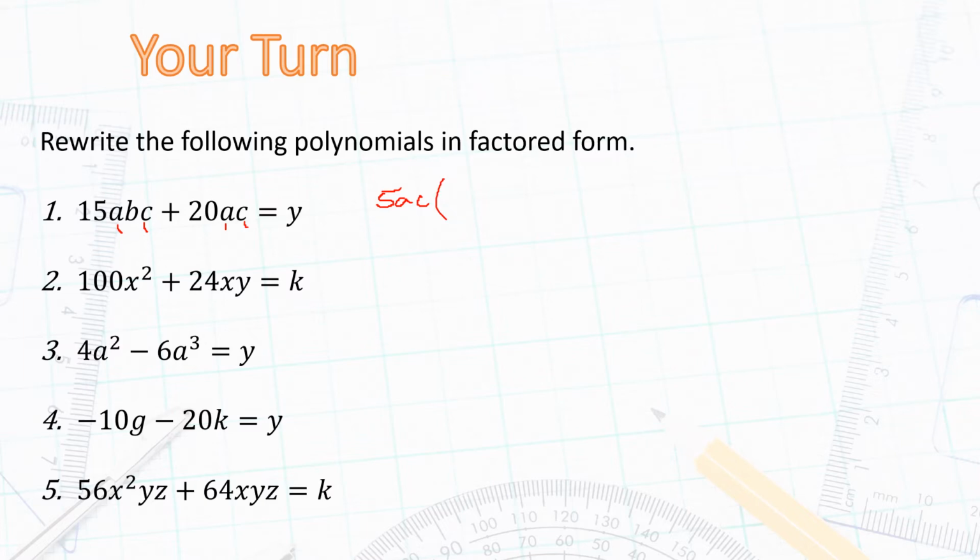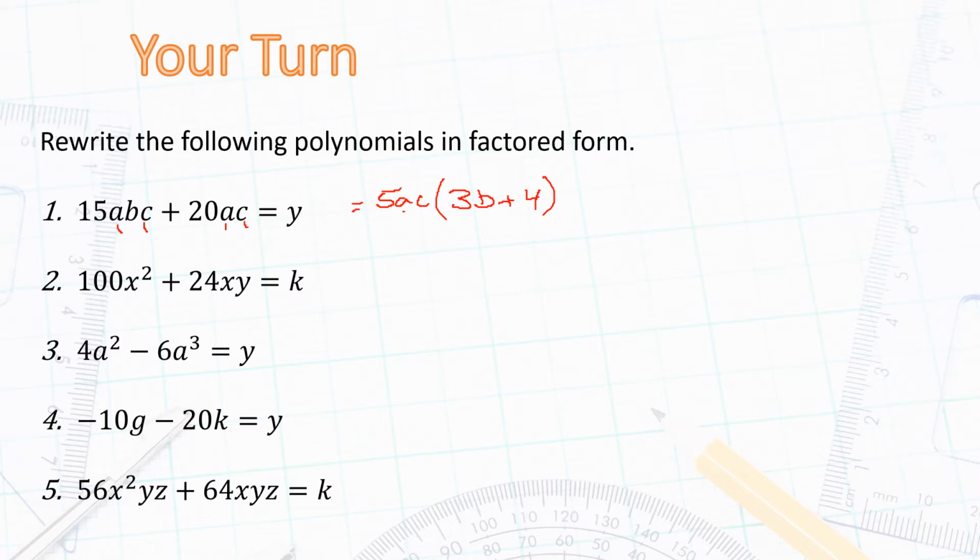5ac times blank is 15abc. I'm missing a 3 and a b. And then 20ac, I need to multiply by 4, and the variables are already matching. I have an AC in the greatest common factor, so I'm just going to multiply by 4.